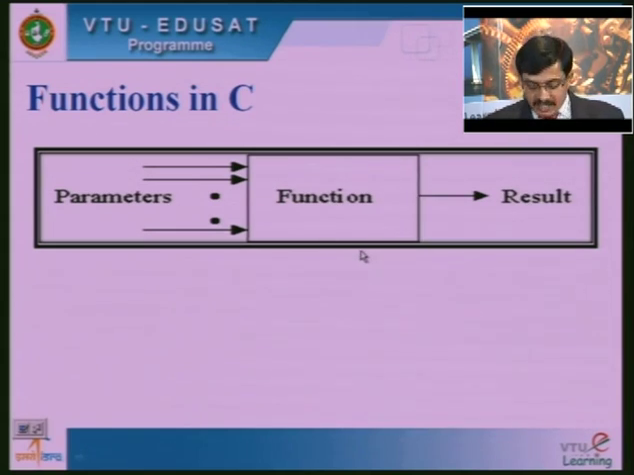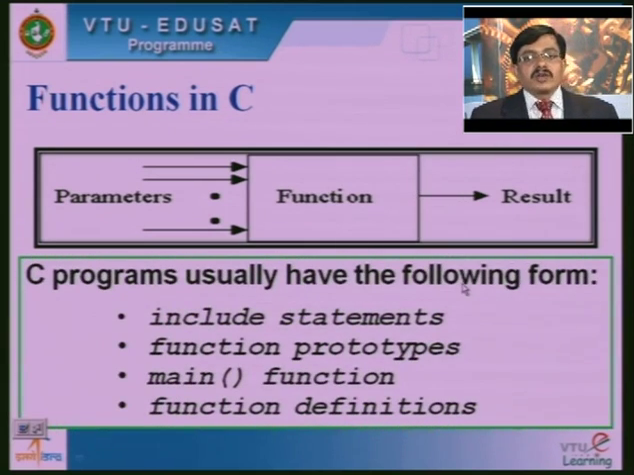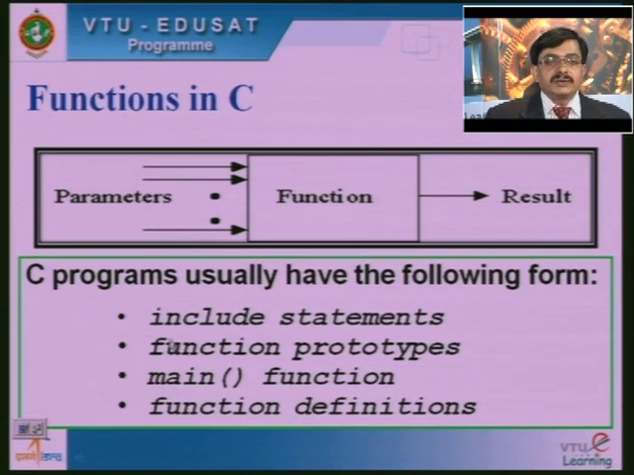and finally it gives us the result. C programs usually have the following form. First we include the statements, that is include stdio.h or conio.h or math.h. These are the file inclusion statements, which are the preprocessor directives. That is the first starting lines of what we normally do in programming. Followed by we use function prototypes. We have not seen so far what exactly the function prototype is. In this session we will see what these function prototypes are, and then we will write the main function, and finally we define the function definitions.